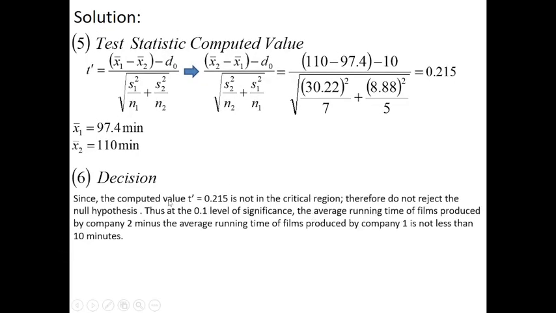Since the computed value t prime equals 0.215 is not in the critical region, therefore do not reject the null hypothesis. Thus, at the 0.1 level of significance, the average running time of films produced by company 2 minus the average running time of films produced by company 1 is not less than 10 minutes. So that will be our decision. Alright?